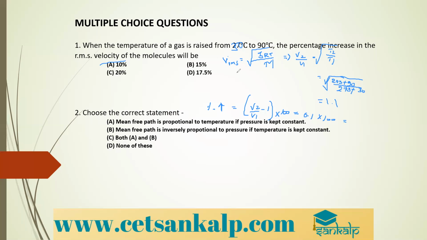So which is the correct answer based on the assumptions of the kinetic theory? Option C is the correct one, that is, both are true here. Mean free path is proportional to temperature at constant pressure, and it is inversely proportional to pressure at constant temperature. So option C is the correct one.